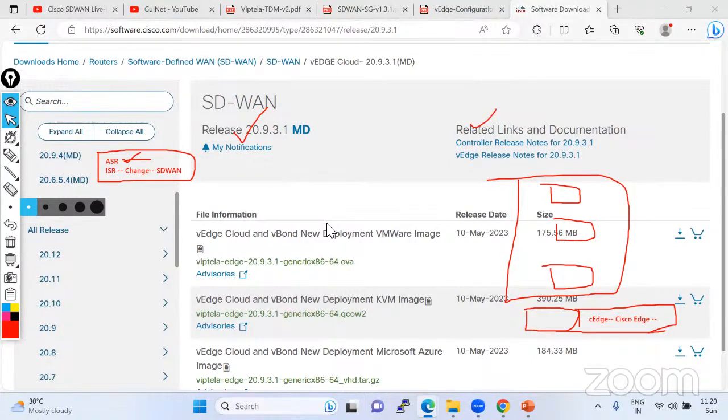Okay. So this is how the idea has been shifted from Viptela to Cisco SD-WAN. Any other question?